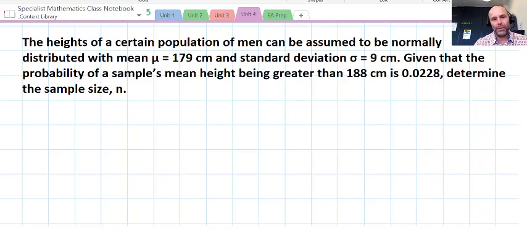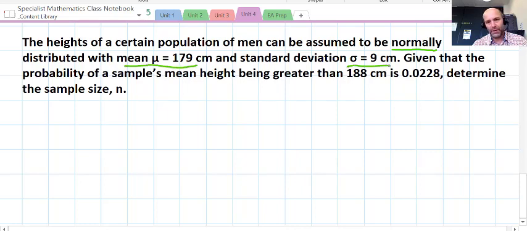The heights of a certain population of men can be assumed to be normally distributed. Always look out for that. If the question provides it, make sure you soak that up. We're given the population mean is 179. The standard deviation for the population is 9. Given that the probability of a sample's mean height being greater than 188 is 0.0228, determine the sample size. So this is a bit different, isn't it? We've got to determine the sample size instead of being given it.